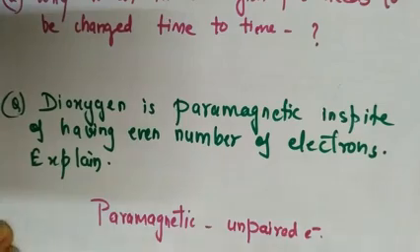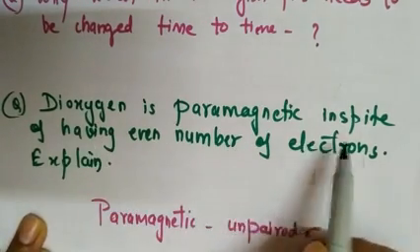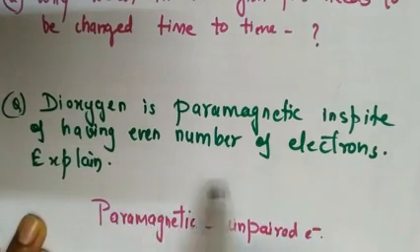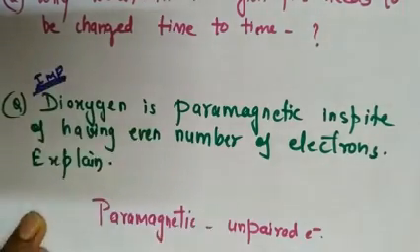Now our main topic, which was: dioxygen is paramagnetic in spite of having an even number of electrons. Explain. Okay, this question is important. Very, very important. It is asked.